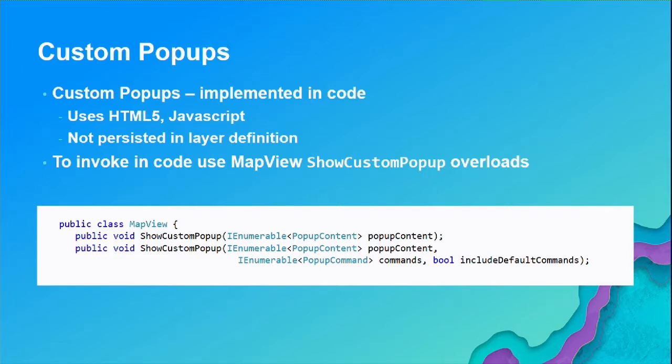So custom pop-ups. Map views have an ability to display some information about their layers by using custom pop-ups. A custom pop-up displays information by using HTML5 and JavaScript, and it is implemented in code. Here in this slide, you can see the method. It's the show custom pop-up method on the map view class, and there are a couple of overloads for that.